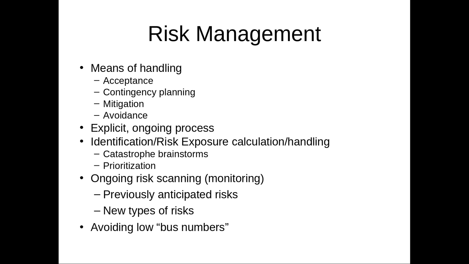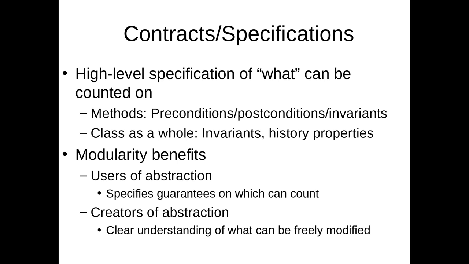Okay. Risk management is an explicit ongoing process. It's something that requires ongoing prioritization, particularly for this risk scanning, which we spoke about earlier. Often early on, but hopefully on an ongoing basis, there's some sort of brainstorm about what the risks are. Okay, I want to talk about contracts, code contracts. This is actually pretty important.